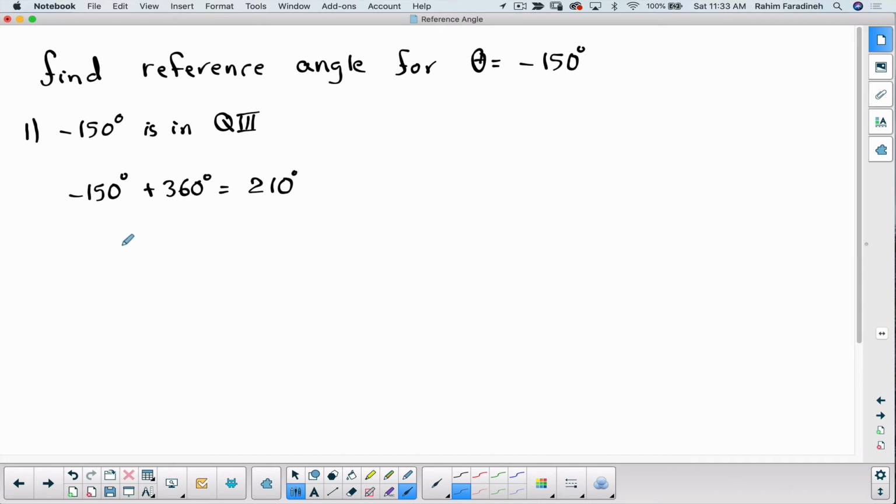Now 210 degrees is also in quadrant 3. Now how are we going to find the reference angle? The reference angle will be 210 minus 180 degrees, and that would be what? That would be 30 degrees.